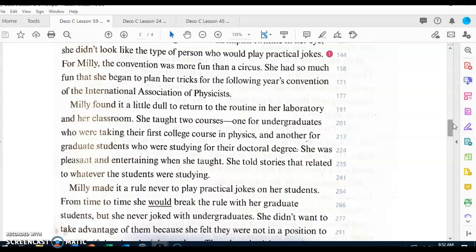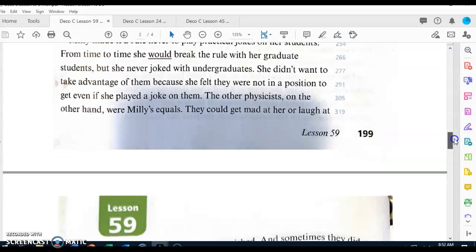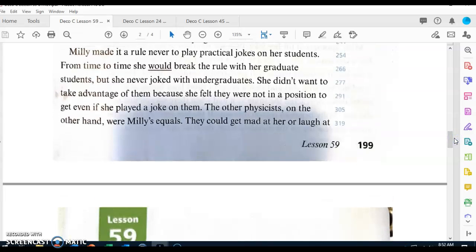She was pleasant and entertaining when she taught. She told stories that related to whatever the students were studying. Millie made a rule never to play practical jokes on her students. From time to time, she would break the rule with her graduate students, but she never joked with undergraduates. She didn't want to take advantage of them because she felt they were not in a position to get even if she played a joke on them.